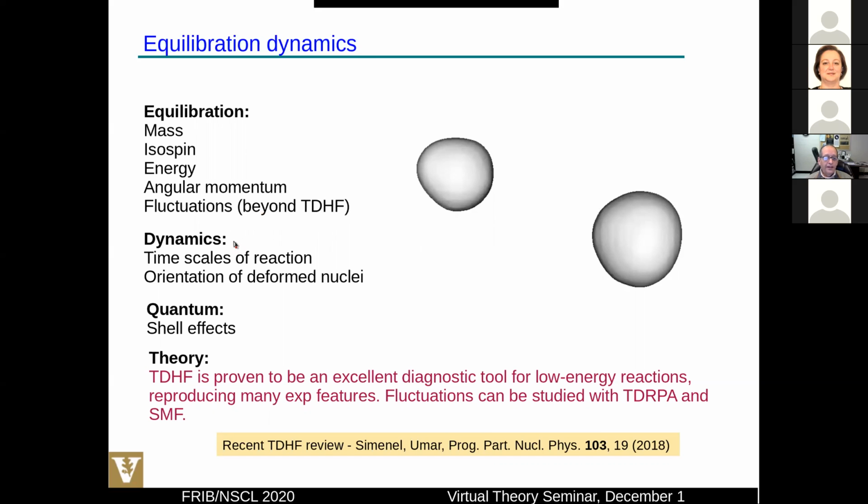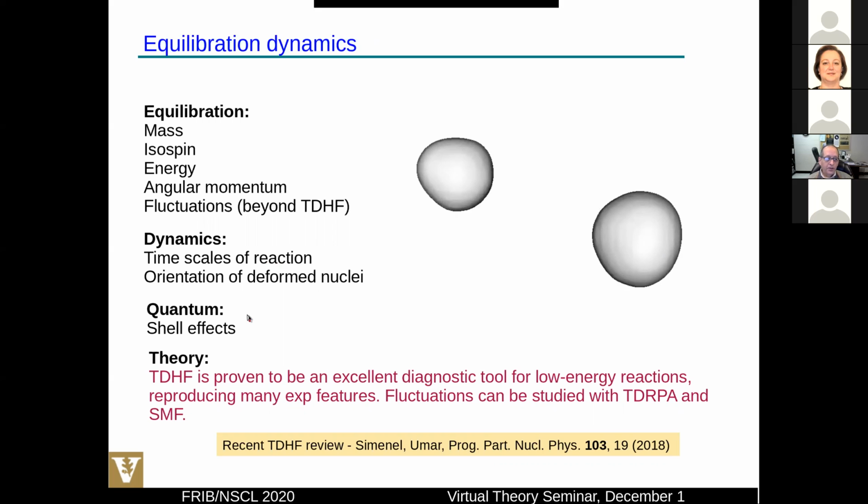And then in the context of equilibration, since we're dealing with a dynamical problem, we also need to examine effects that influence equilibration. These are the time scales of the reaction, the length of time the nuclei are in contact, and the orientation of deformed nuclei, as we'll see.